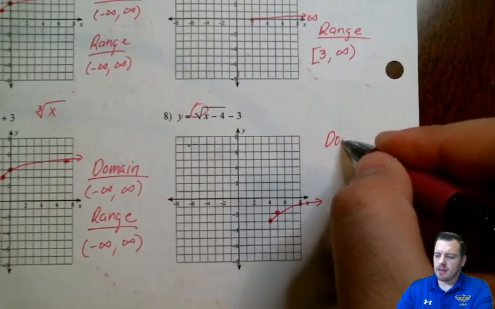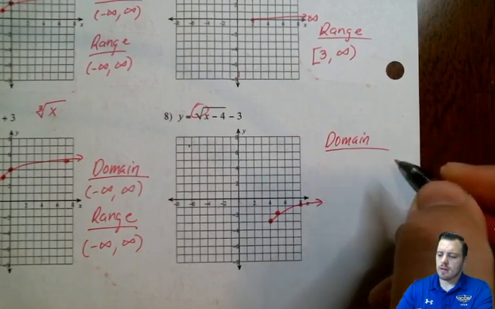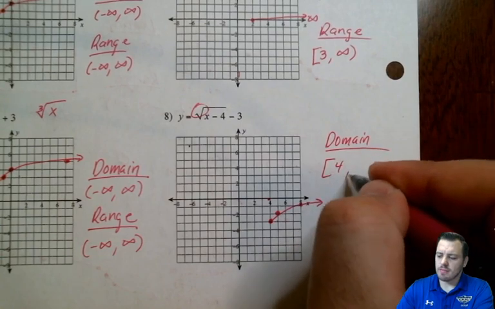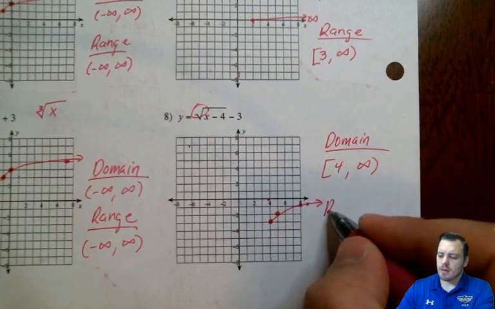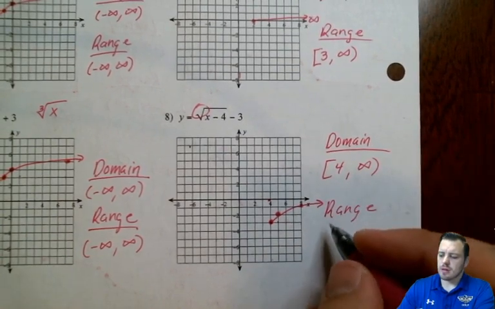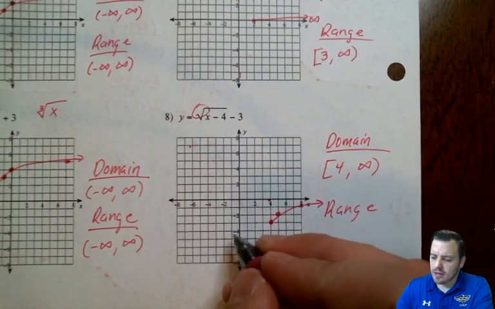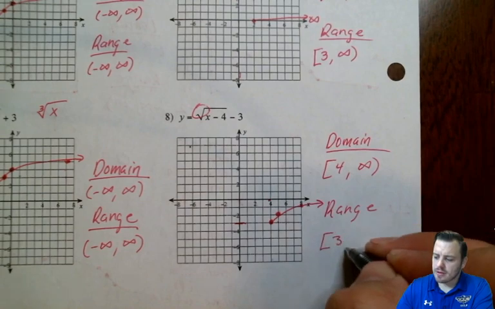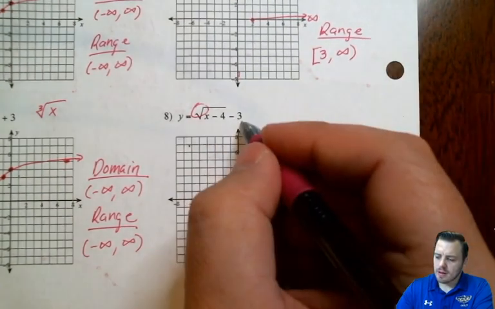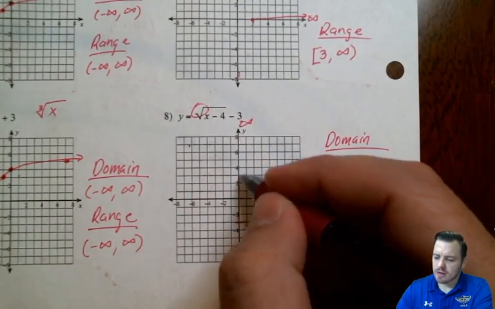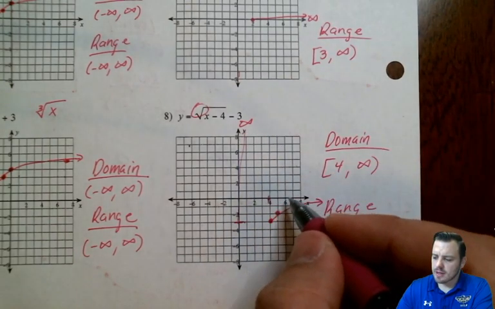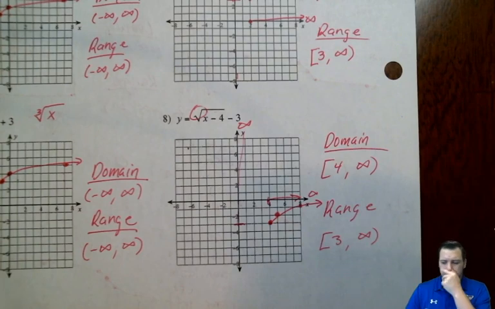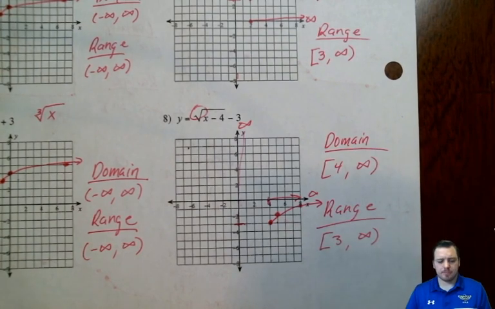My domain is from 4 to infinity, with 4 included. My range is from 3, right here, this point, and going up, from 3 to infinity. Infinity's up here, so the graph goes from here to there. Domain's from here to, and infinity's there, so it goes from there to there. That's domain and range.